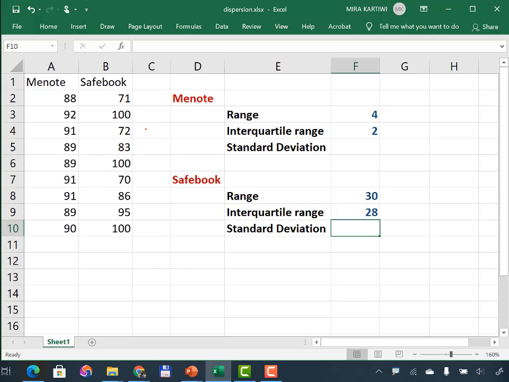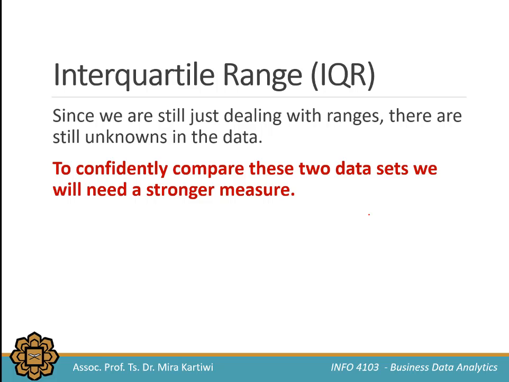Okay, so the interquartile range or IQR for the first one, Minnow, is 2, whereas the IQR for SafeBook is 28. Perhaps by now it gives us some ideas on the dispersions, on the variabilities of these two companies. Since we are still just dealing with ranges, there are still unknowns in the data. To confidently compare these two data sets, we need to have a stronger measure.